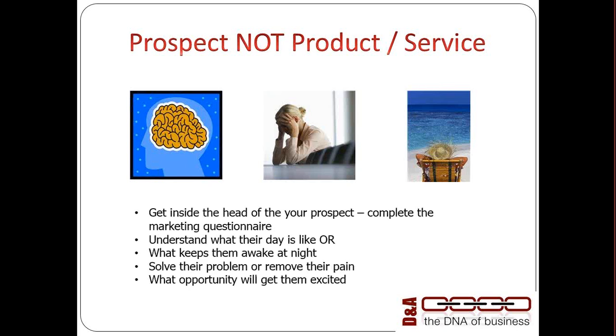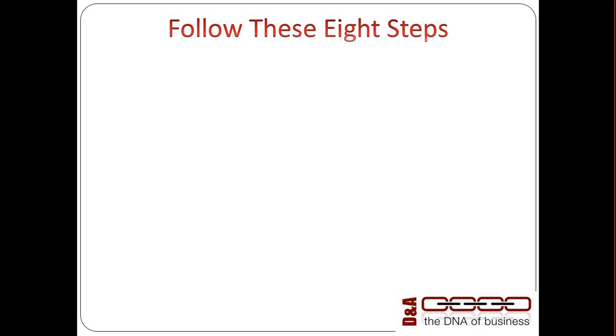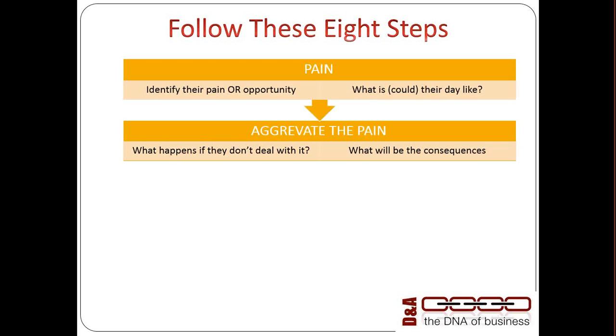And here are 8 steps that you can employ to do that. The first thing is to identify their pain or opportunity. I will change that slide to say pain or opportunity in the orange bit at the top there. So what's the pain or opportunity that you're selling them? And what is their day like, or what could their day be like if they took this opportunity? What is their day like at the moment that's causing them pain or anxiety?